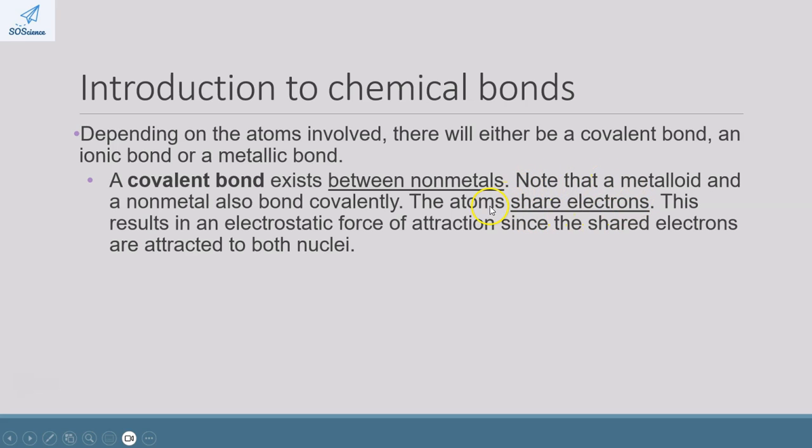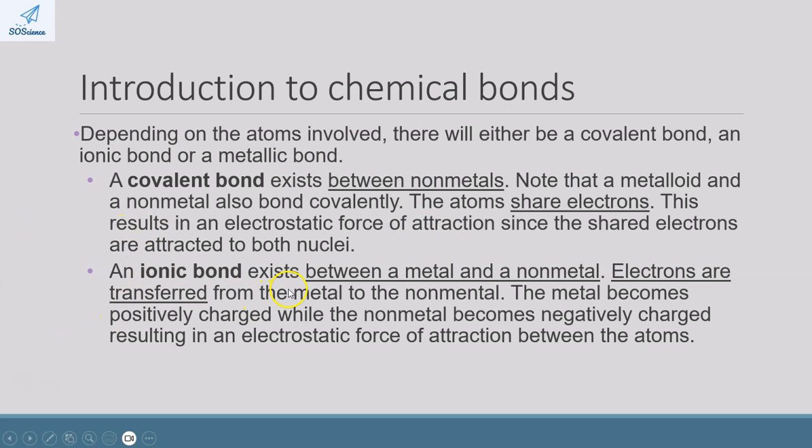The sharing of electrons is what results in an electrostatic force of attraction, because it is those shared electrons that attract the nuclei of both atoms, or sometimes it's more than two atoms, but of the atoms that are involved in the covalent bond. When we draw Lewis dot diagrams for covalent bonds, you will see how those electrons are shared.